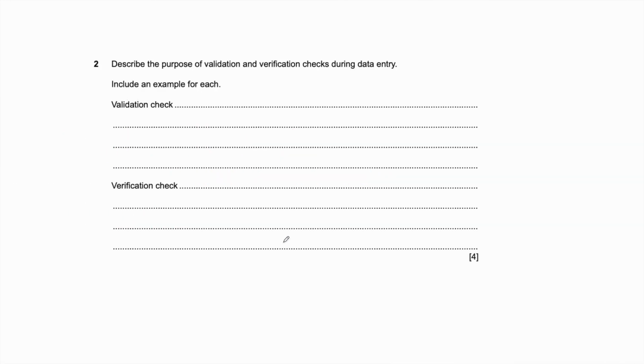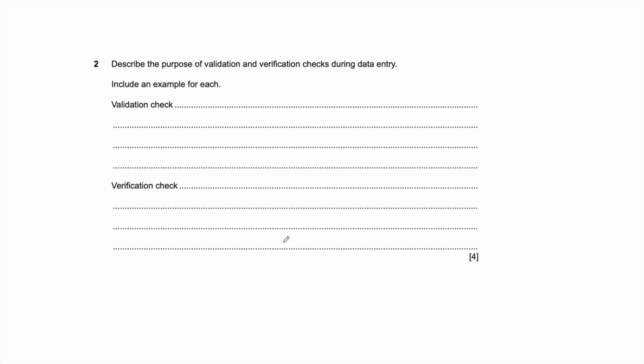Next question. Describe the purpose of validation and verification checks during data entry. Include an example for each. So validation check and verification check. So this is something that's really, really easy to get the wrong way around, and I frequently do get the wrong way around. Validation and verification are similar.